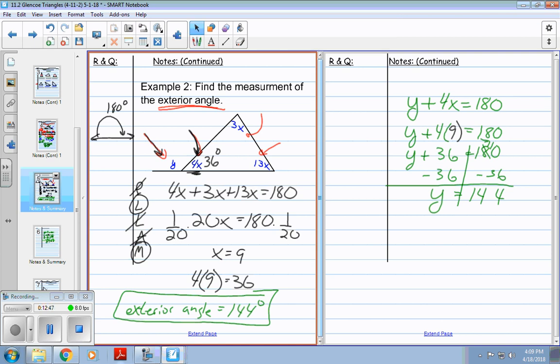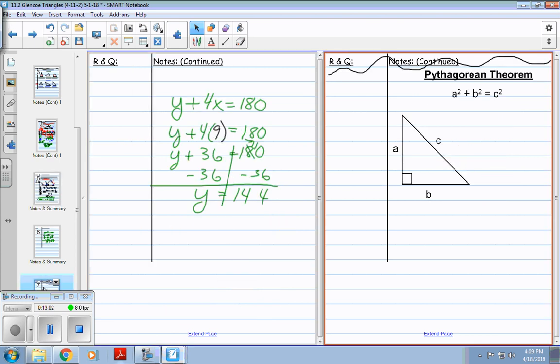So, again, we're recycling a lot of skills here. None of this is really brand new. We're learning about that new theorem that all interior angles of a triangle add up to 180 degrees. But all of these other skills to solve for variables and substitute are recycled skills. So the last part of our lesson is going to teach us about the Pythagorean Theorem.